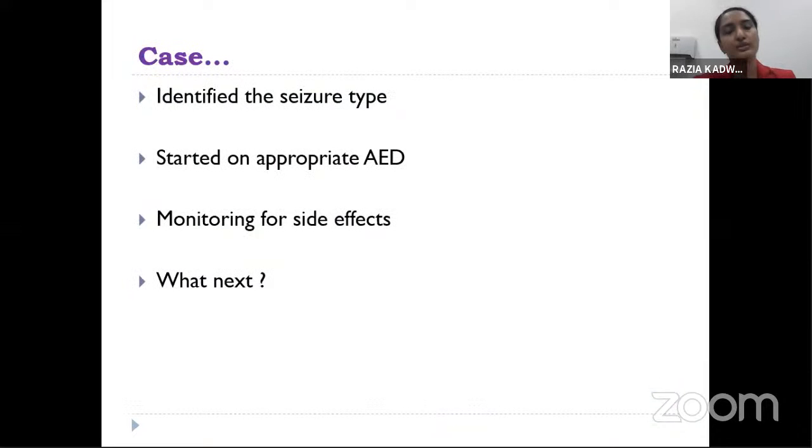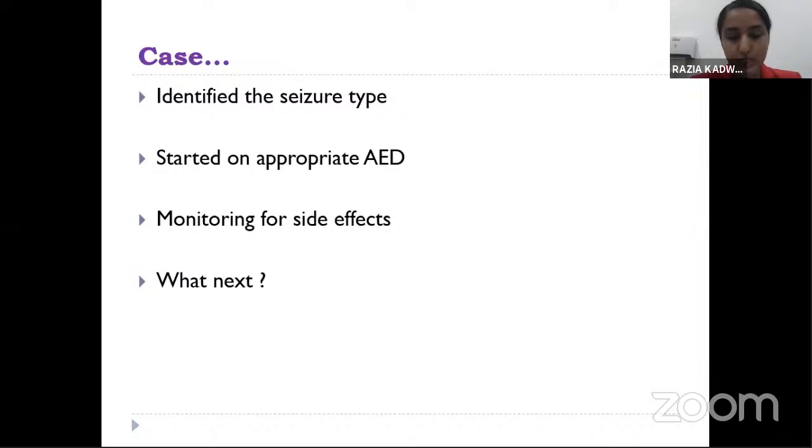So for this patient, we have identified the seizure type. It was absence. We started the child on ethosuximide, but then she had some side effects, so we shifted on to valproate. We were monitoring for side effects, regular weight gain monitoring, advised her with few dietary modifications. So if you have started a child on medication and the patient is seizure free, what next?